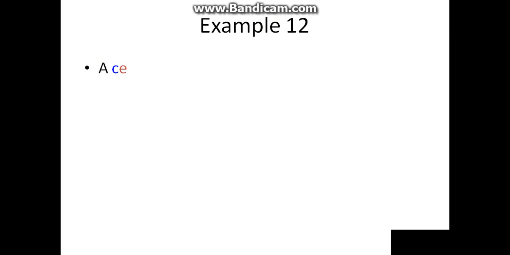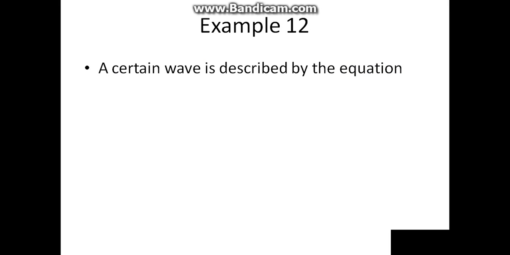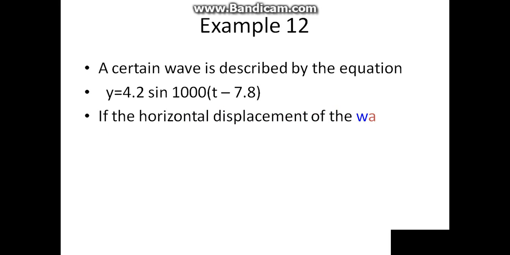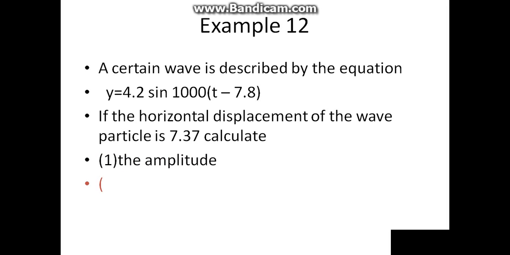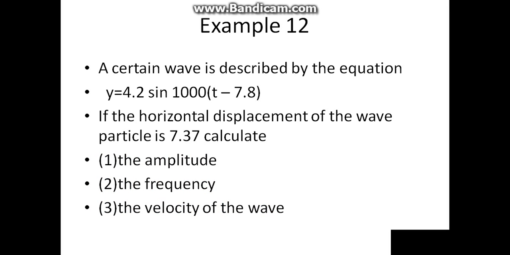Example 12. A certain wave is described by the equation y equals 4.2 sine 1000 in bracket t minus 7.8. If the horizontal displacement of the wave particle is 7.37, calculate 1, the amplitude, 2, the frequency, 3, the velocity of the wave. Solution. Number 1, our amplitude capital A is equal to 4.2 meters.